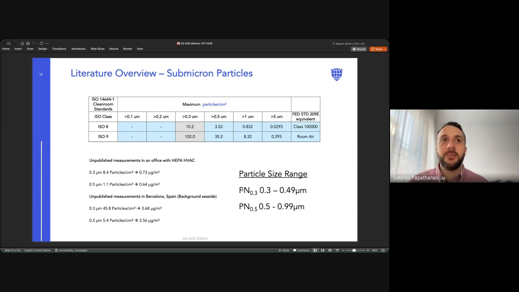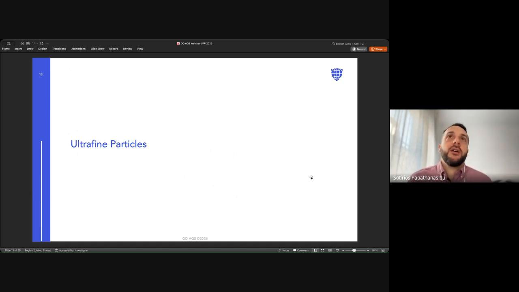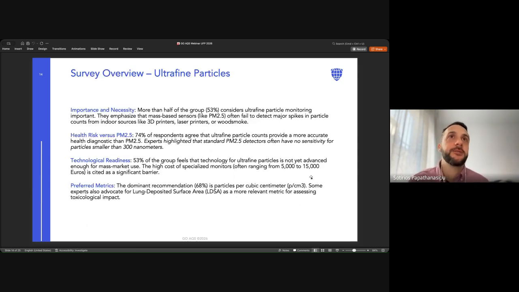Again, when we are talking about 0.3 or 0.5, instruments are not able to measure just one specific size of particles, so they group them under that number. For 0.3, we talk about particles between 0.3 and 0.49 micron in size, and for 0.5, 0.5 to 0.99 microns. Okay, so those are the findings for submicrons. Let's go to ultrafines.